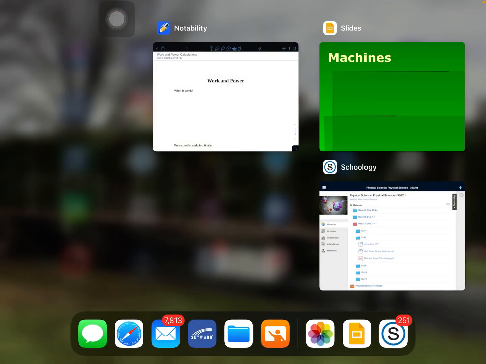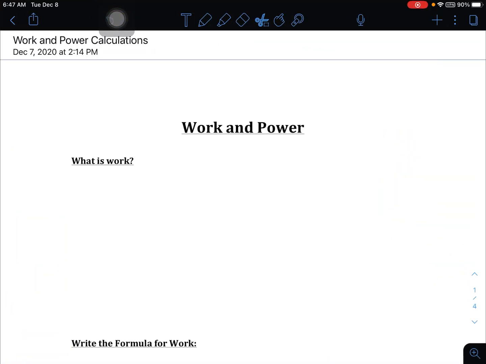What I want you guys to do, though, is take a look at this sheet on Notability. And we're going to write some notes down on work and power. So we discussed what work is. I don't know if you want to do a split screen on Notability now, or just watch and go back and forth between the two. But again, we'll discuss. So what is work?